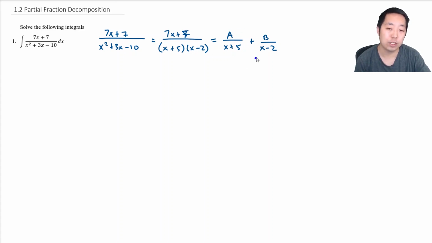The way you're going to do this, if I want to figure out what A and B are, which are constants, I want to add this side. That means in order to combine it into a single fraction over x plus 5, x minus 2, I would have to multiply A by x minus 2 and multiply B by x plus 5, right? So I look at this equality and say this numerator has to equal this numerator. Then I want to solve for A and B.